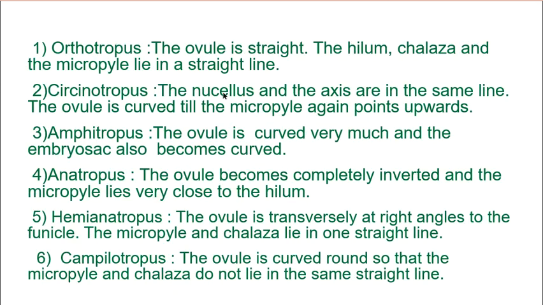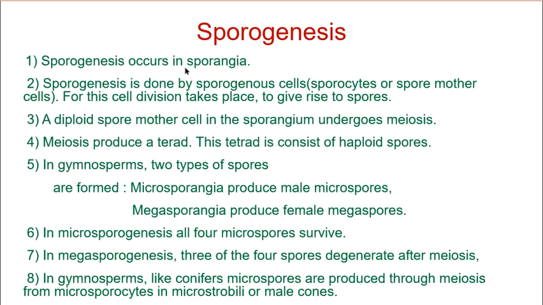Now sporogenesis occurs in sporangia. Where does sporogenesis occur? It occurs in the sporangia. Fine. Sporogenesis means production of spores. Where does it happen? In the sporangia, whether it is the megasporangia or the microsporangia. Sporogenesis is done by sporogenous cells or sporocytes or spore mother cells.